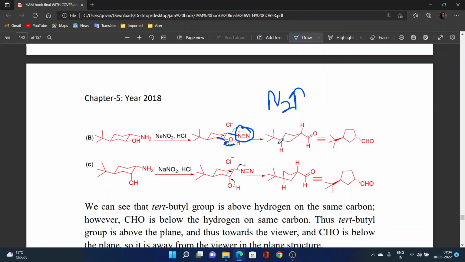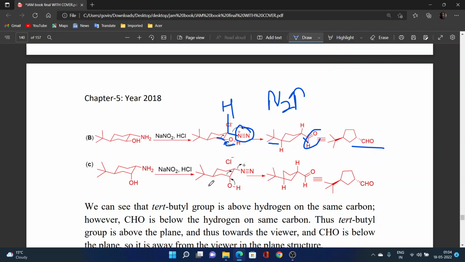This tertiary butyl is above the plane, so I am making it towards the viewer, and on this CHO carbon there is a hydrogen which is on top. So this goes and attacks here, so this will be down. You can see that H is on top and CHO is down, so CHO will be away from the viewer. Similarly, let us look here.